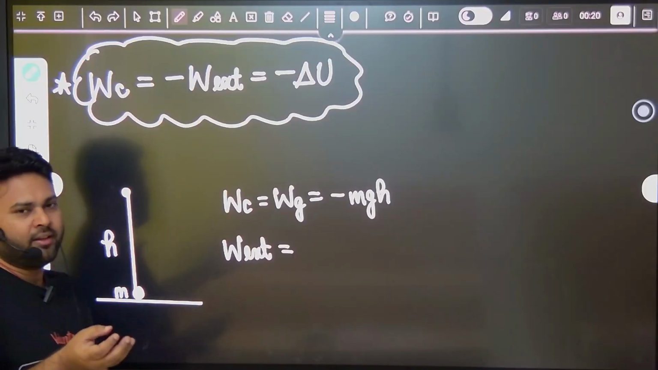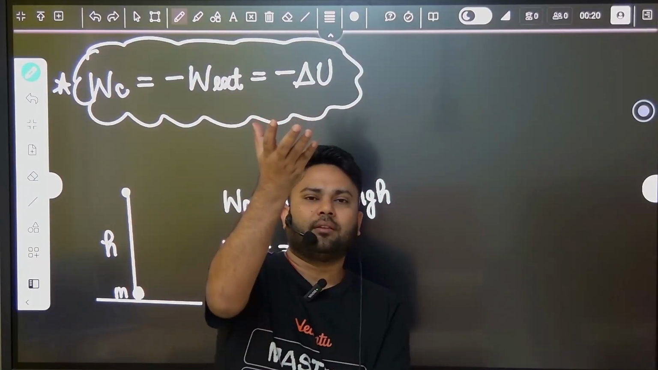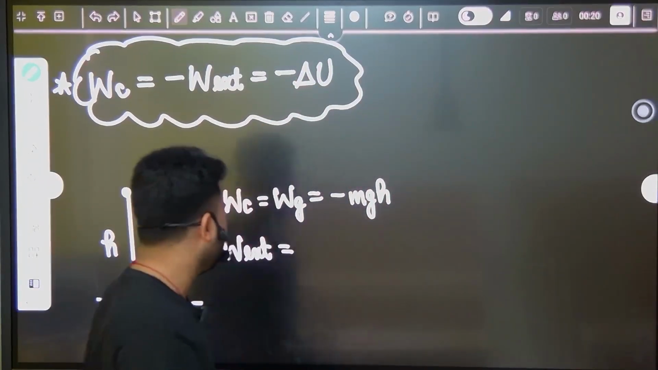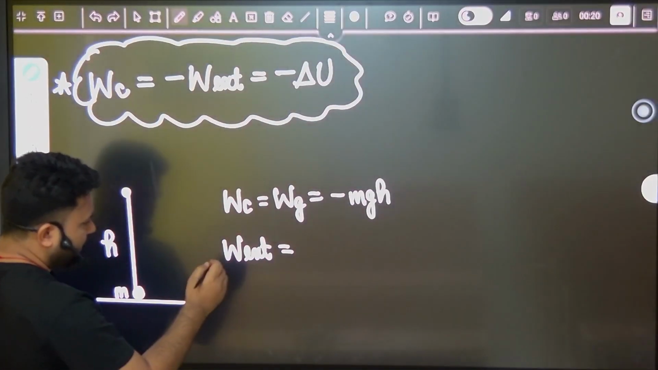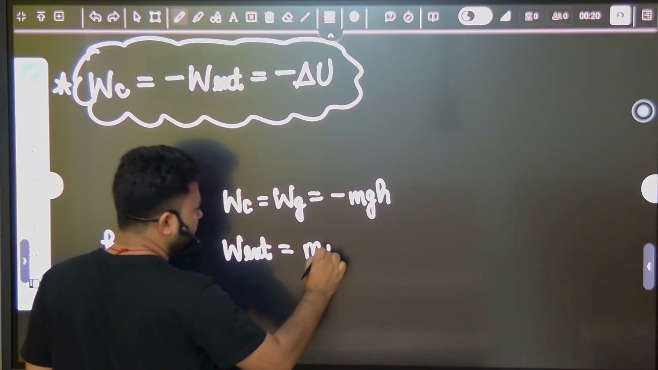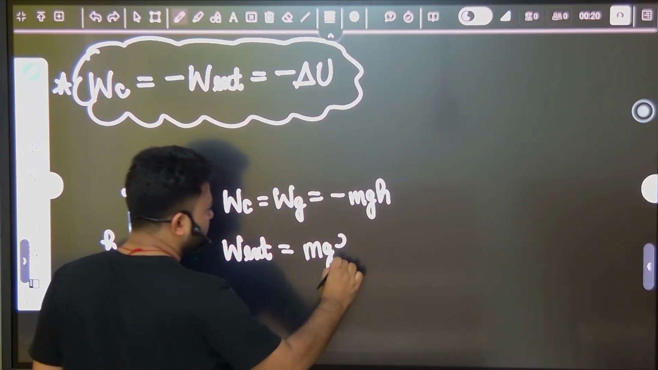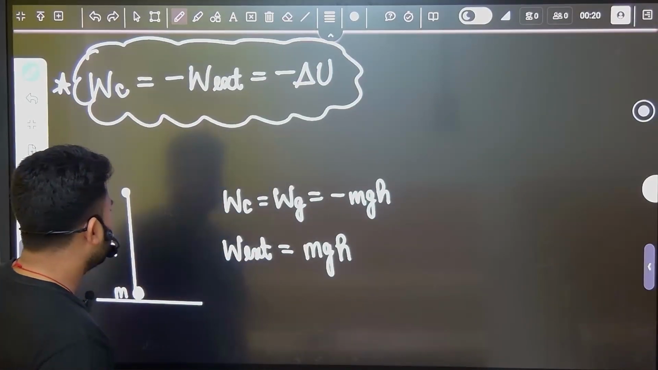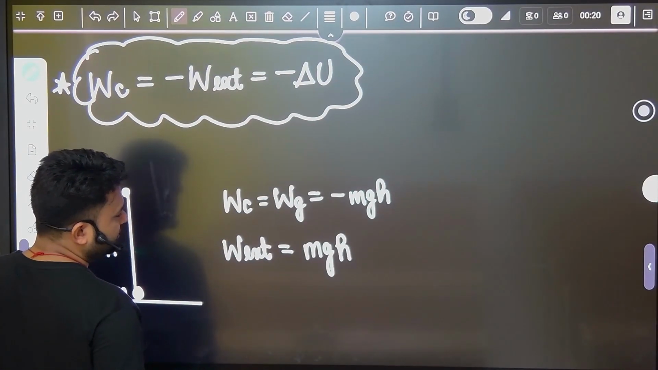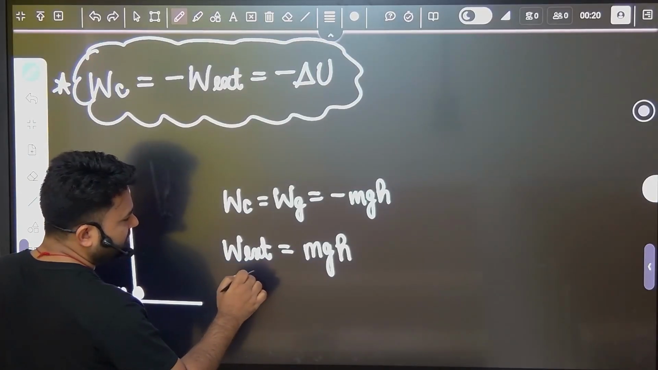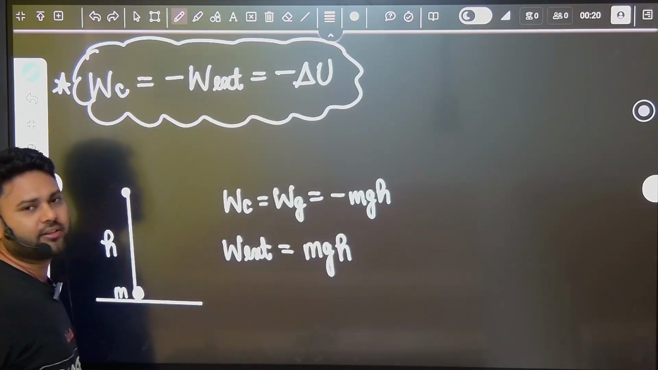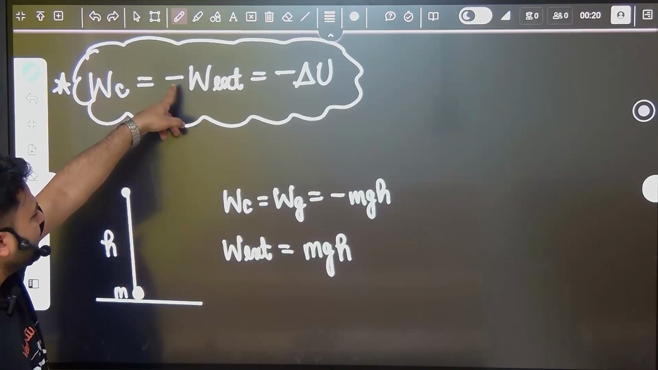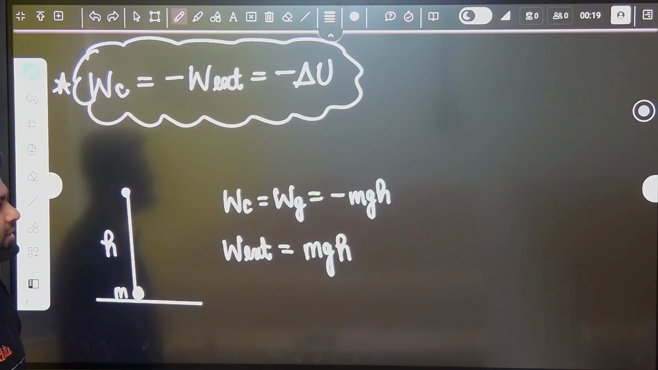So in order to lift it, you have to apply force mg, and you are projecting it upward. Means you are applying force in the upward direction, displacement is also in the upward direction. So work done will be force, that is mg, weight of the body, multiplied by displacement, that is h. And this will be positive. So you can see work done by conservative force and work done by external force, they are negative of each other. This is minus mgh, this is mgh. So work done by conservative force equals minus of work done by external.